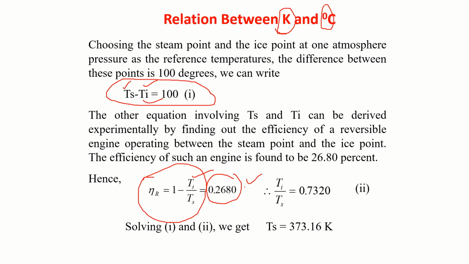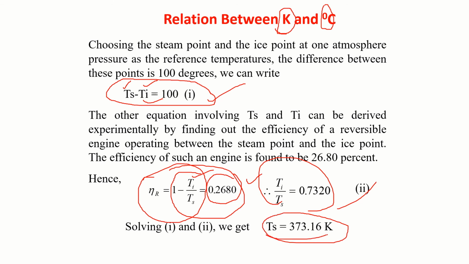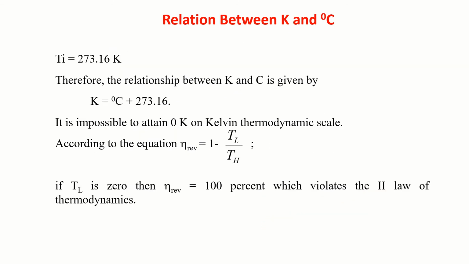Now the question is, from here you get one equation relating Ti and Ts, and here we have another relationship between Ti and Ts. We will solve equation 1 and equation 2, and you will get Ts equal to 373.16 K and Ti equal to 273.16 K.